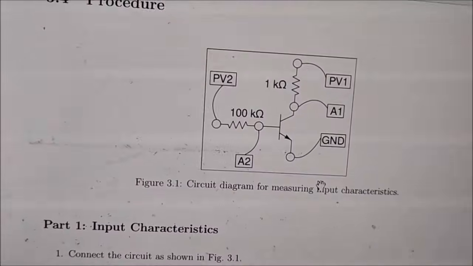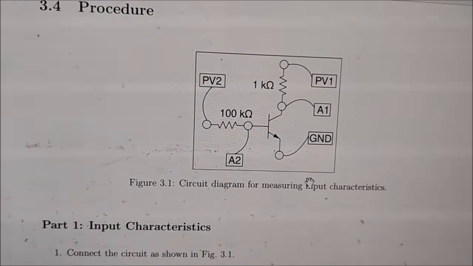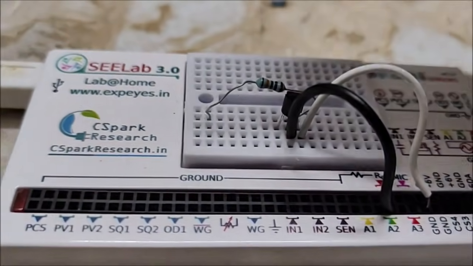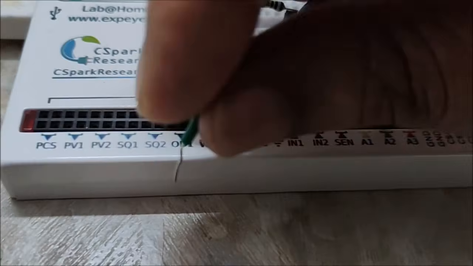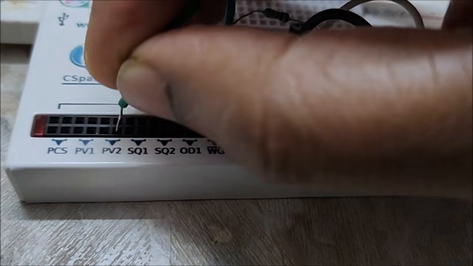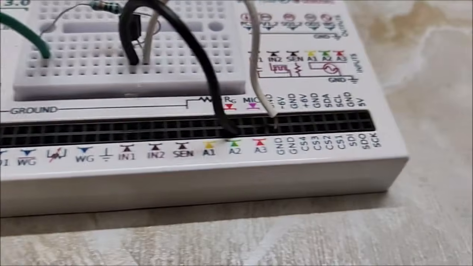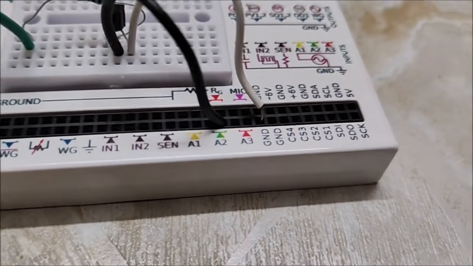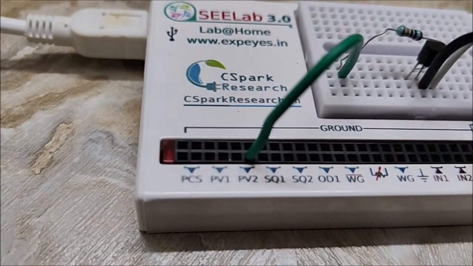And if you see the circuit, the other terminal of this 100 kilo ohm resistance is going to PV2. So here this terminal is going to PV2. So we'll connect it to PV2. Okay, so the base connection is done. So we have connected A2, ground for the emitter, and this one with the PV2.